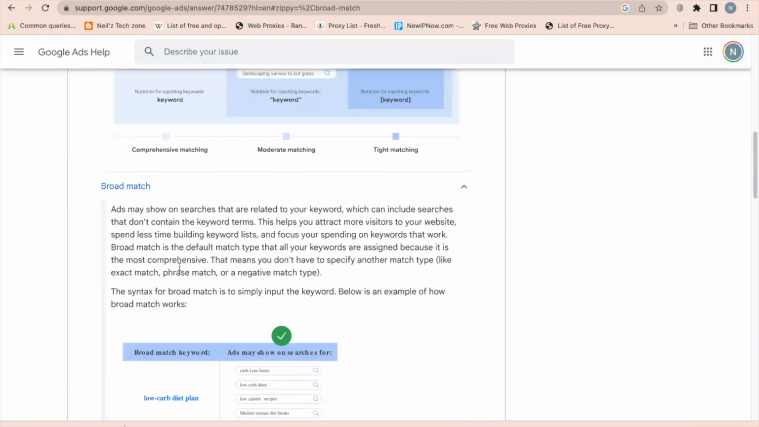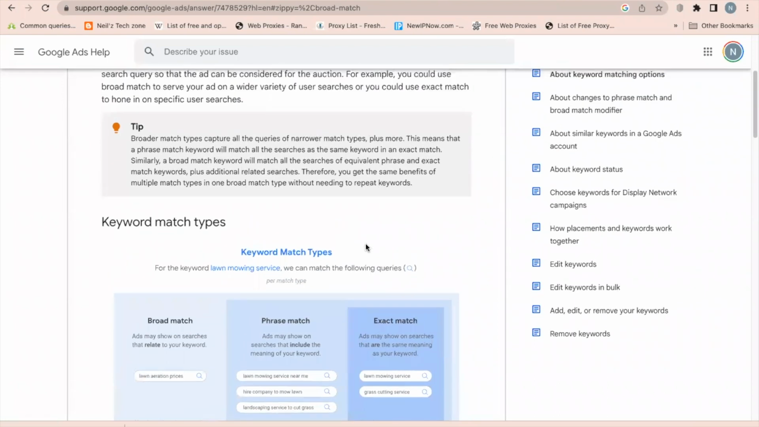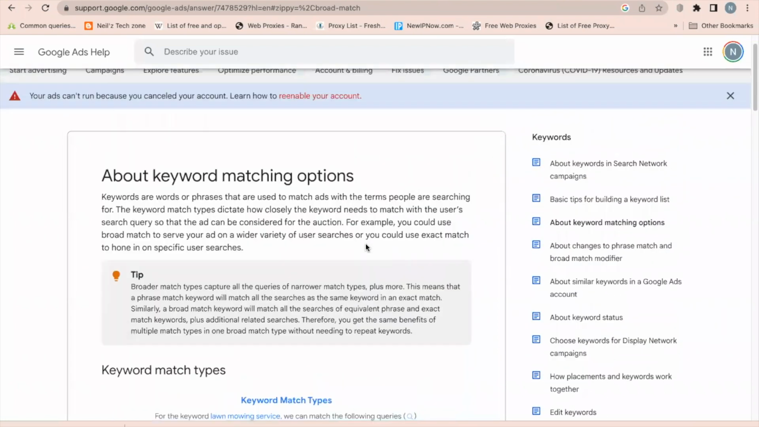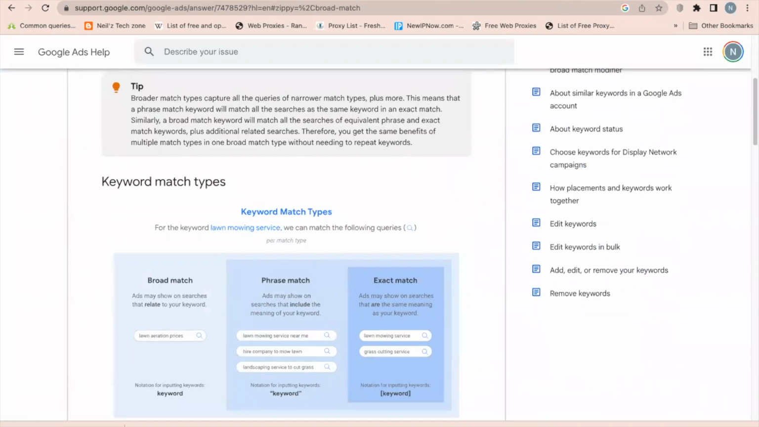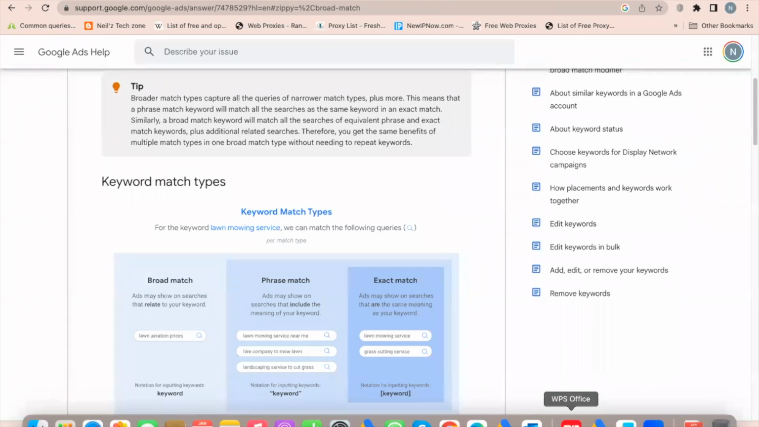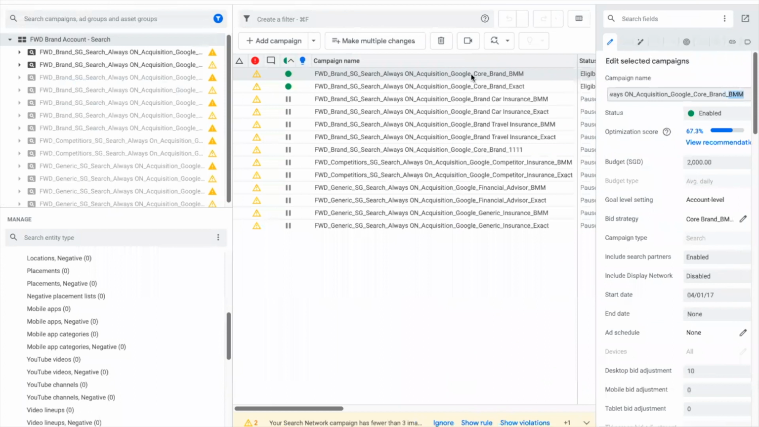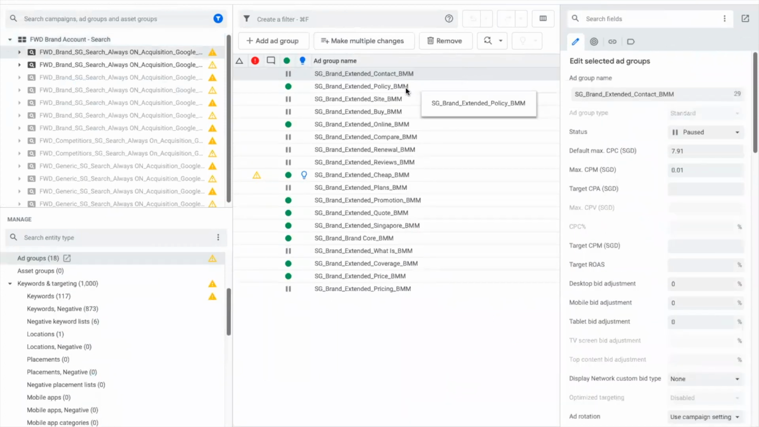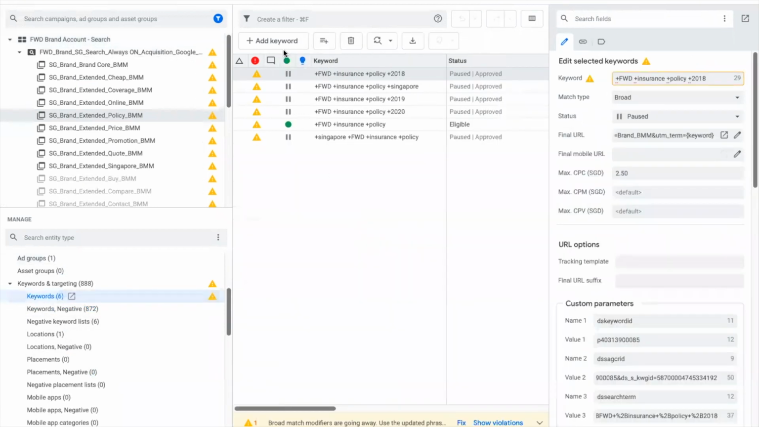Now BMM is not available anymore. BMM used to be available before, but since the last 1.5 years, Google has discontinued BMM. Many of the clients still have it in their campaigns, as we can see in the campaign name, but they cannot continue adding. If they added it previously, it will stay there. See, there is a plus, right? But now they cannot add new BMM keywords. The old keywords will still trigger.